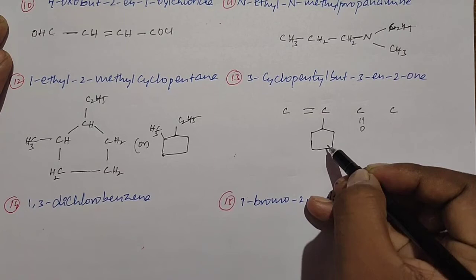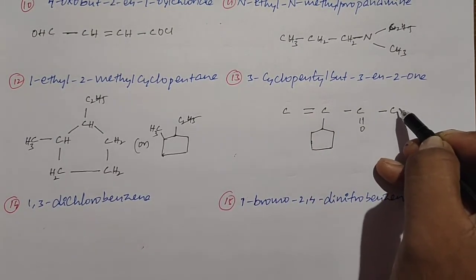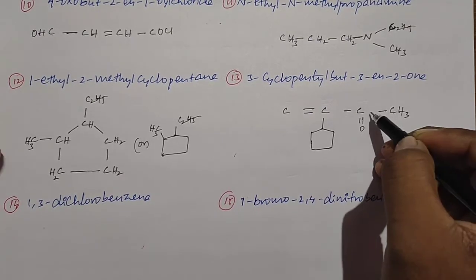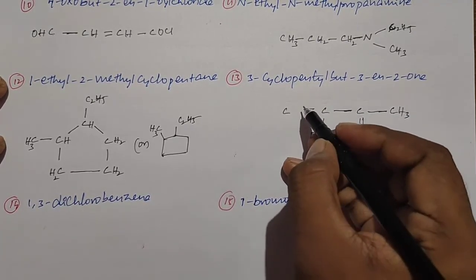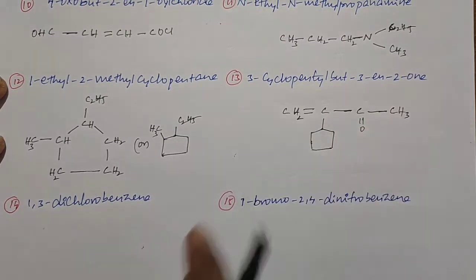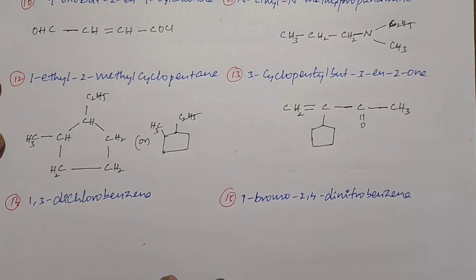So this is the structure. The remaining are taken as single bonds, and we need to fill the tetravalency. Here 3 hydrogens, here the tetravalency is satisfied, here also satisfied, and here we need to take 2 hydrogens. So this is 3-cyclopentyl but-3-yn-2-one.